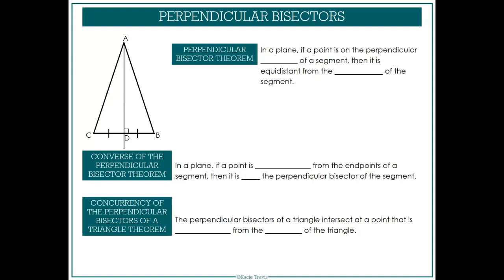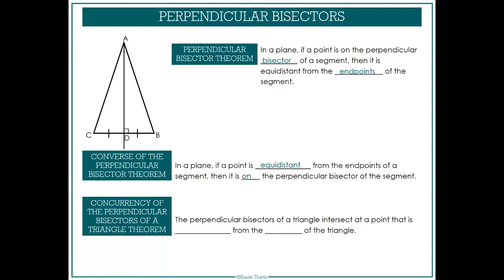In a plane, if a point is on the perpendicular bisector of a segment, then it is equidistant from the endpoints. So that means that if this point or any of these points that are on the line are the same distance away from the ends of these segments or any of these parts here on the sides. So they're all the same distance away from the bisector. Now the converse is when we have a point that is equidistant from the endpoints of a segment, then that point is on that bisector.